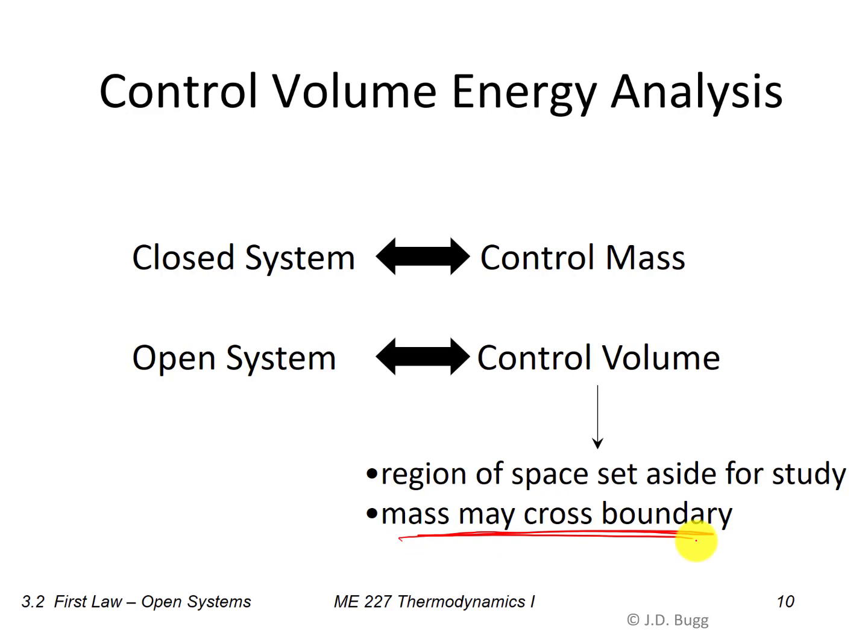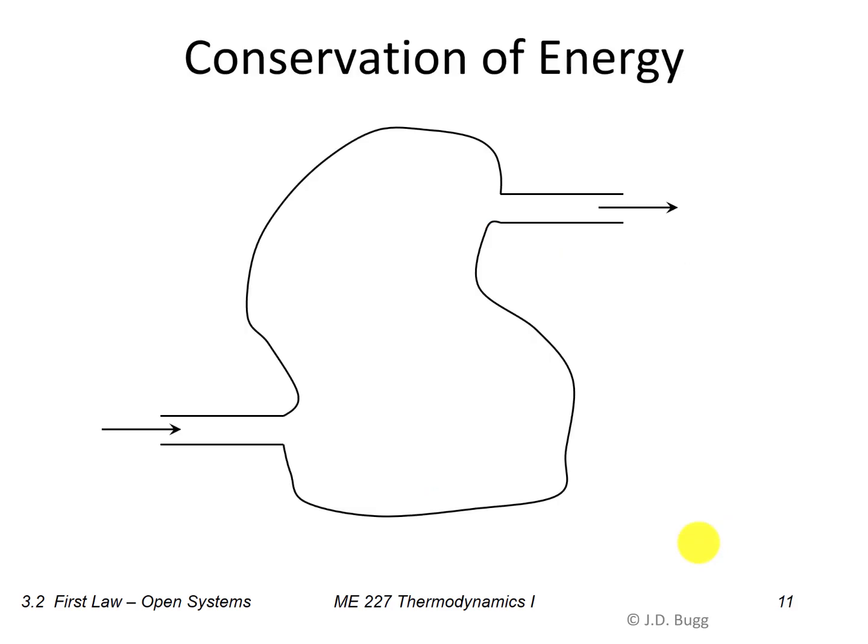So what we need to do is go back and take a look at our conservation of energy equation and make some adjustments to it so that it's valid for this new situation. To do that, we're actually going to start with the equation we already have. So we're going to start with our energy conservation equation for a control mass or a closed system and work with it to develop a conservation of energy equation for a control volume.